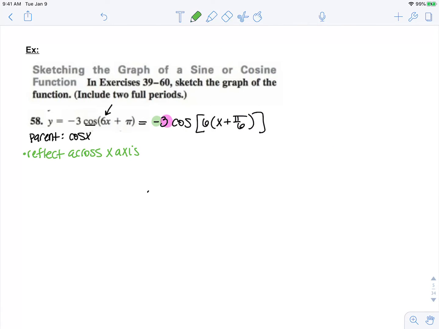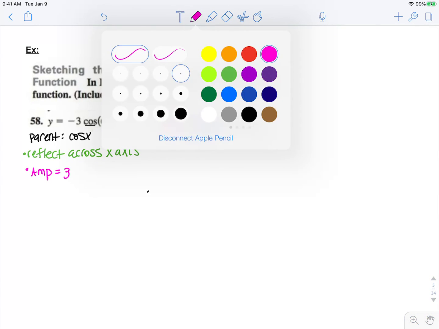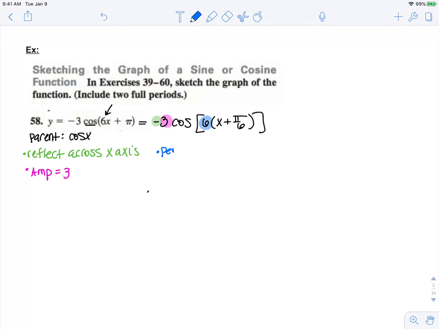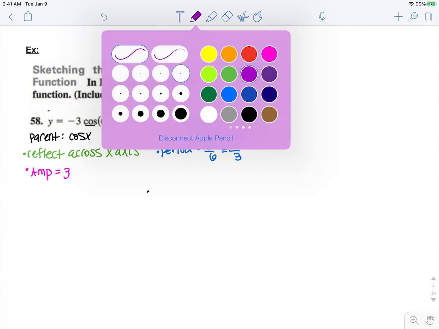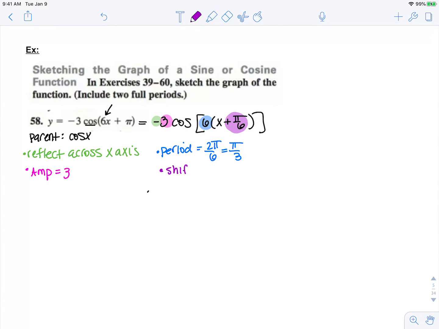This 3 means that we have an amplitude of 3. The 6 helps me figure out my period, which is the length of one curve, and that's going to be 2 pi over 6, or pi over 3. And then adding pi over 6 means we shift left pi over 6 units.